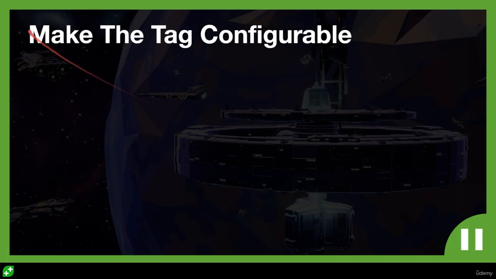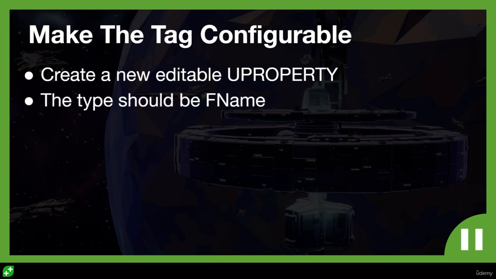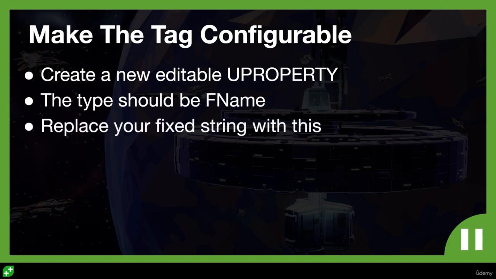So let's challenge you to make the tag that we've got there configurable. At the moment, we've just hard-coded it into our code. So you're going to create a new editable UPROPERTY. Its type should be an FName so that it matches what the actor tag is expecting. And you're going to replace your fixed string with this in the code and configure it in the level instead, which is the right place, so that we can reuse this trigger in multiple places. Pause the video and have a go.